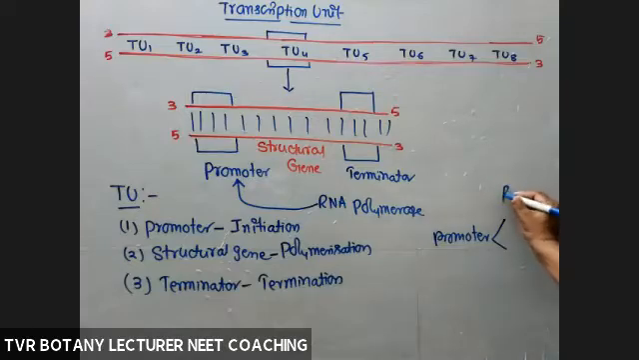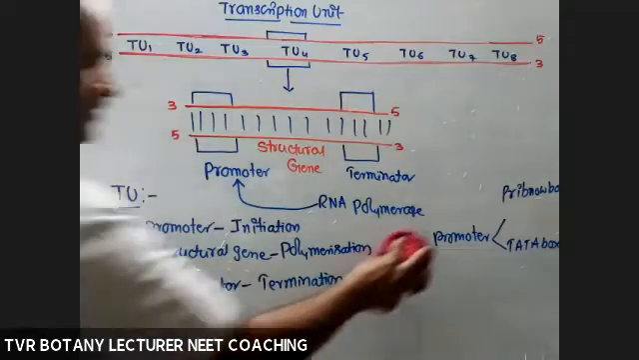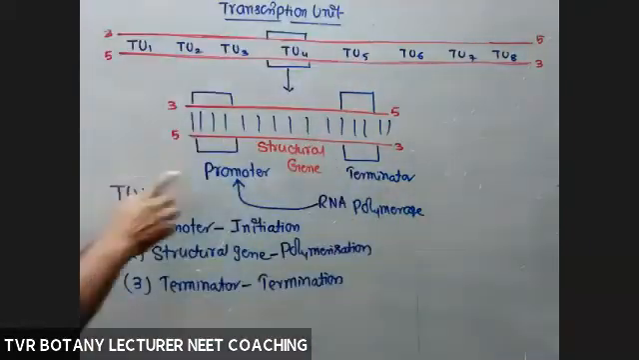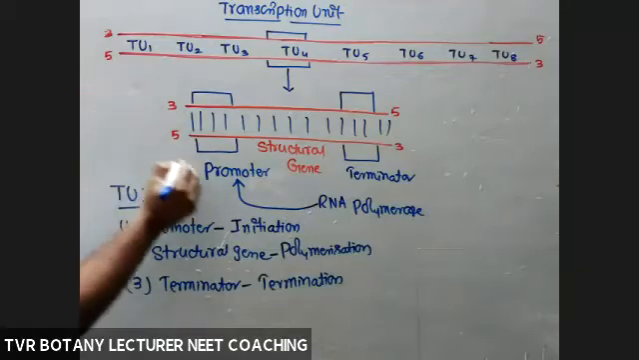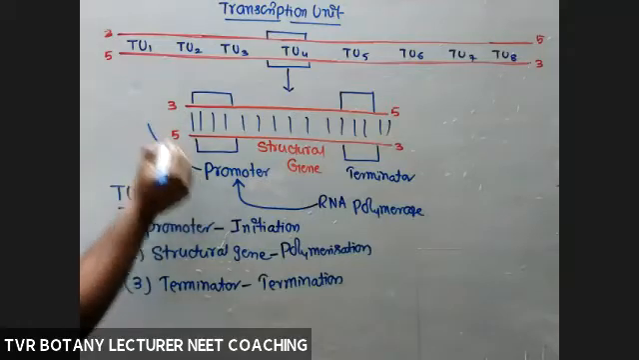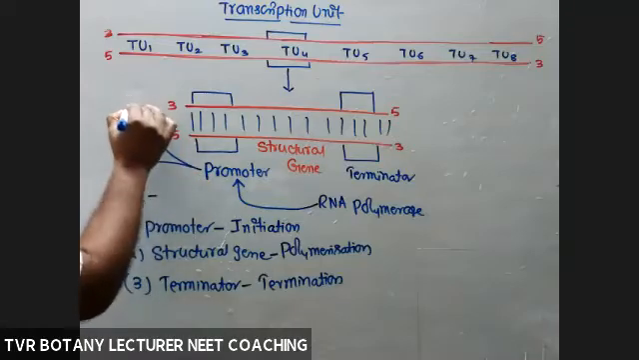Pribnow box, a scientist's name. TATA box. So the promoter is represented by a sequence of nucleotides. That promoter has a sequence of nucleotides for identification. I'm taking that one here. This promoter. Here I'm taking the promoter. Promoter is either the Pribnow box.